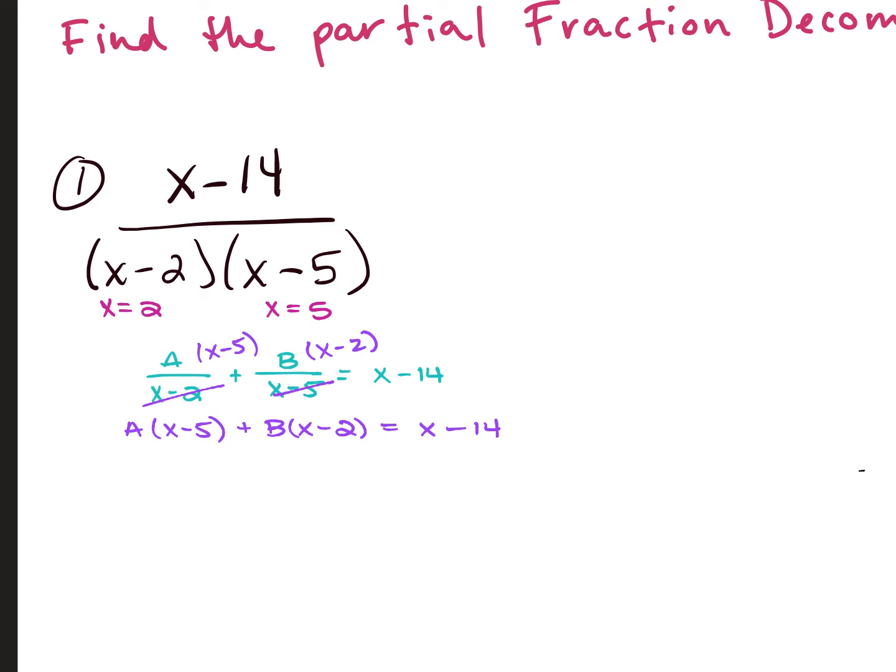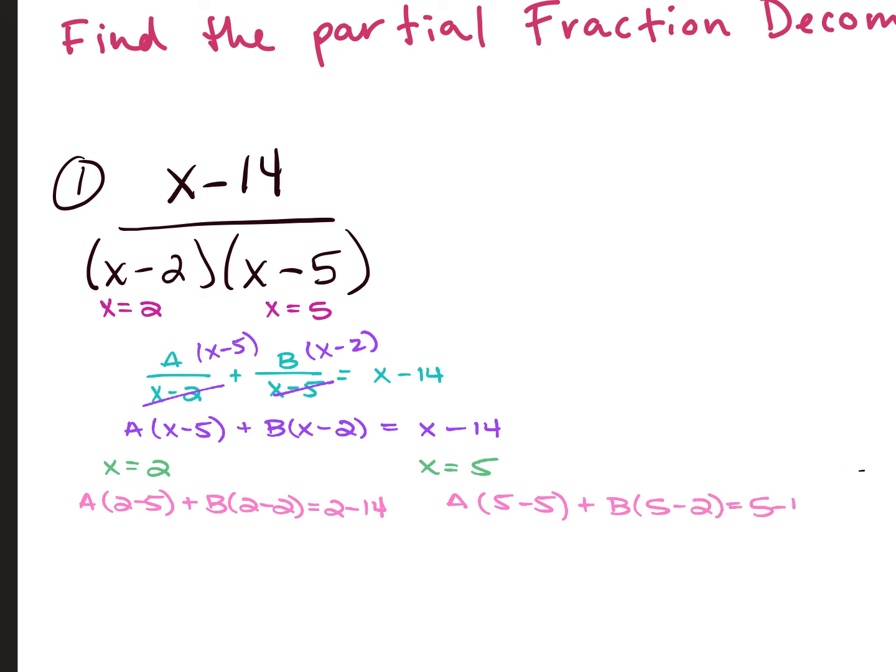Now we said in the beginning that x was equal to 2 and x is equal to 5. So you're going to solve this twice, 1 for x is equal to 2, 1 for x is equal to 5. For x is equal to 2, you are going to have A times 2 minus 5 plus B times 2 minus 2 is equal to 2 minus 14. I'm literally just using that part that's in purple. For x is equal to 5, that's going to give you A times 5 minus 5 plus B times 5 minus 2 is equal to 5 minus 14.